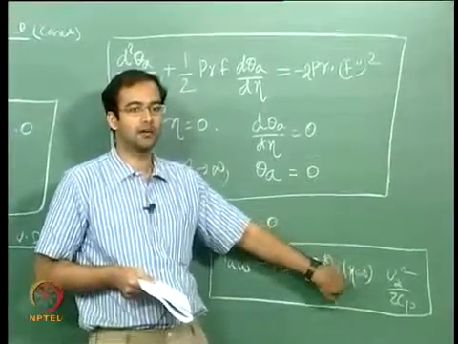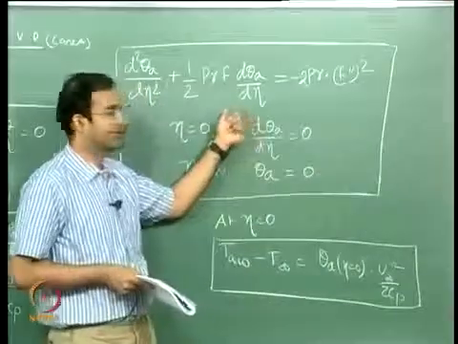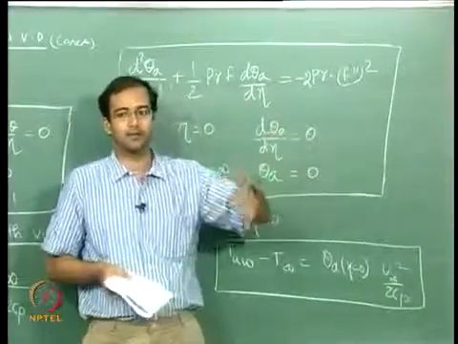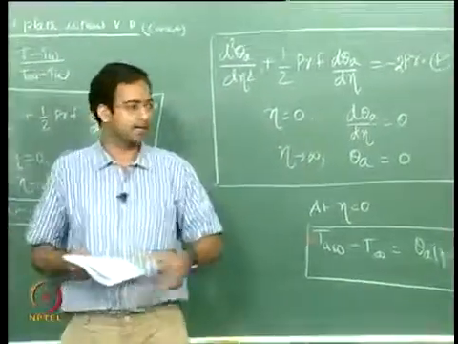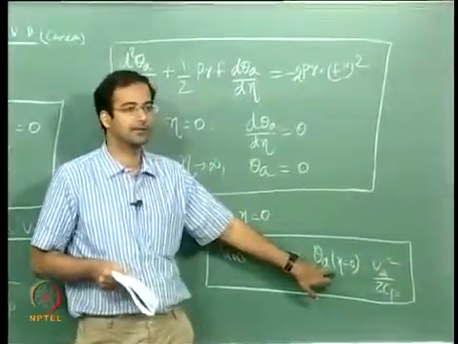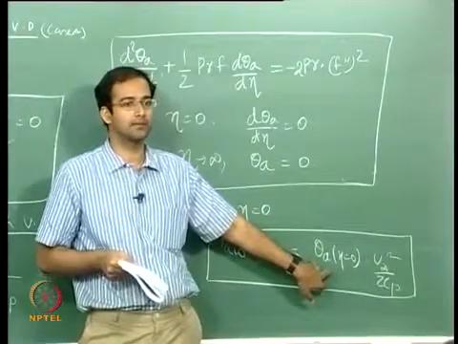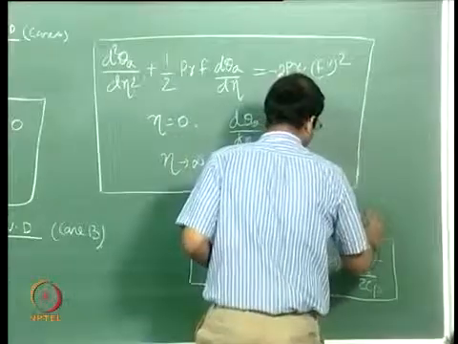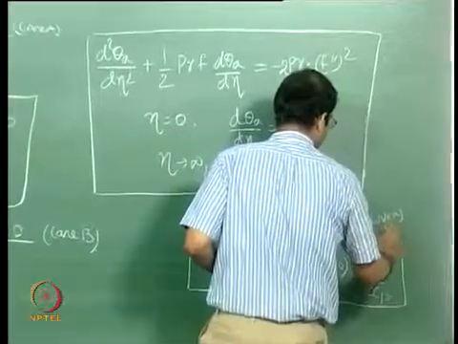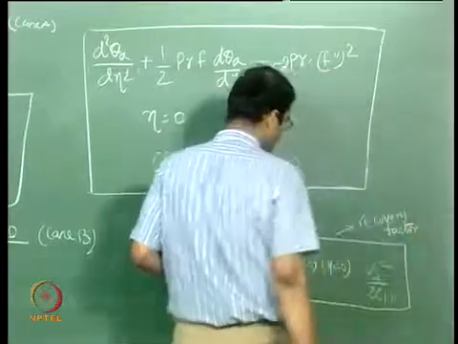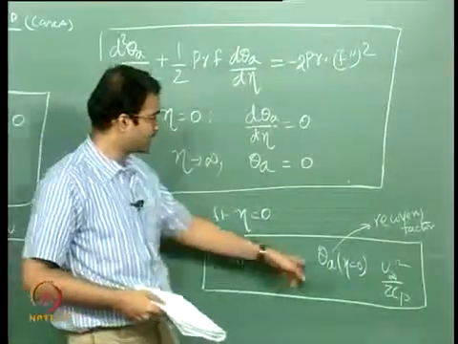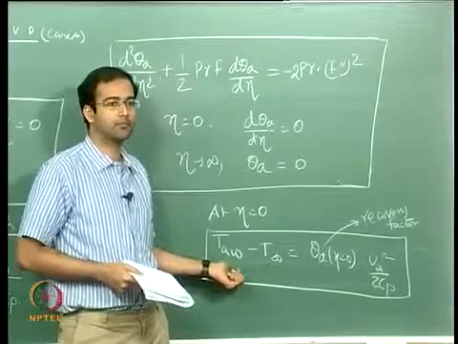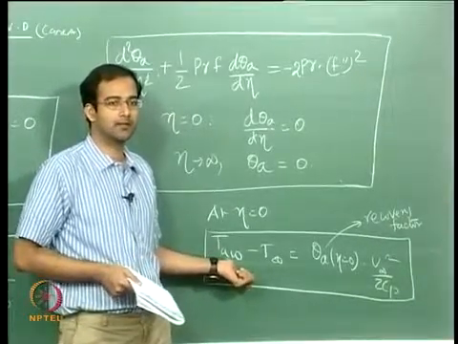And how does this value come? By guesswork. You keep iteratively guessing the value of theta until it matches, and that final value is your theta at eta equal to 0. So this factor is also called the recovery factor. Although this is a non-dimensional temperature, it relates your dynamic head to the adiabatic wall temperature.